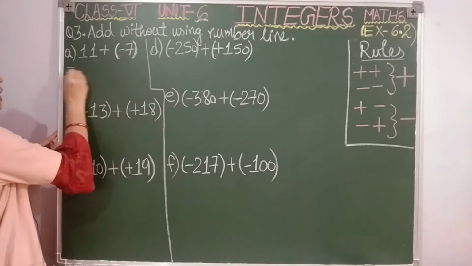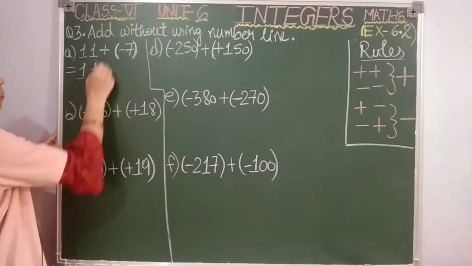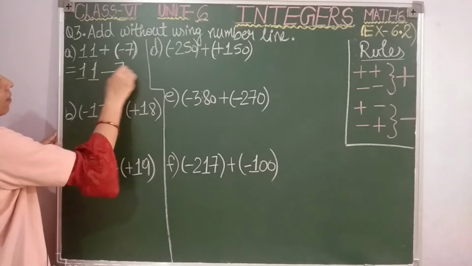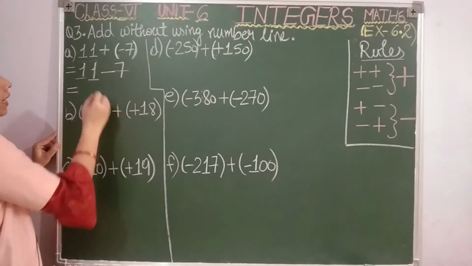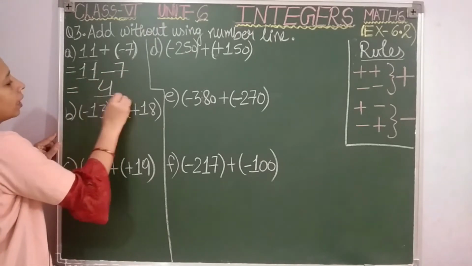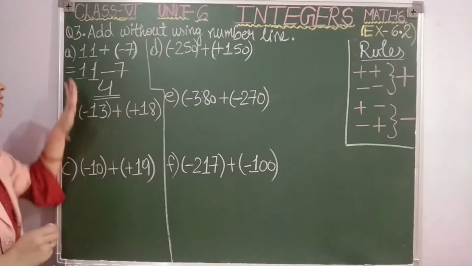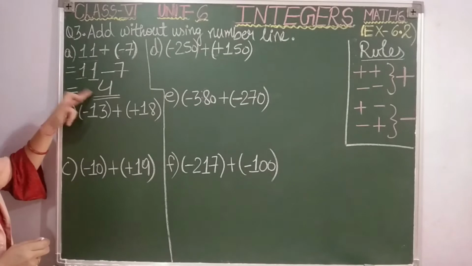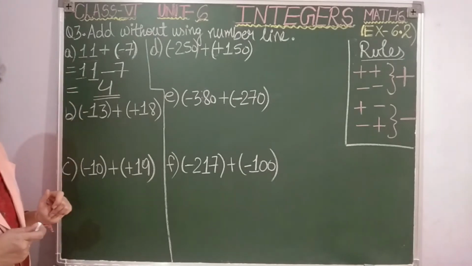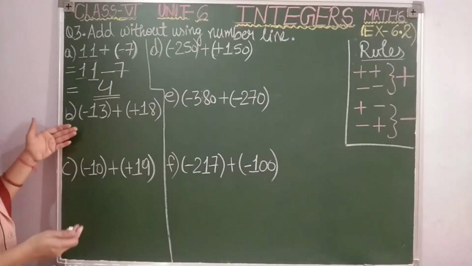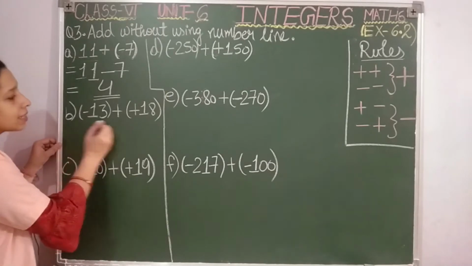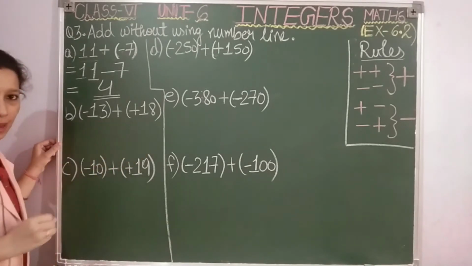Okay, so finally 11 plus minus 7, that is 11 minus 7. How much students? 8, 9, 10, 11, so 4. Now see which number is greater, 11 is greater or 7 is greater. 11 is greater, it is a positive integer, so my answer will also be a positive integer. Clear students? Point number B, minus 13 plus in bracket plus 18.